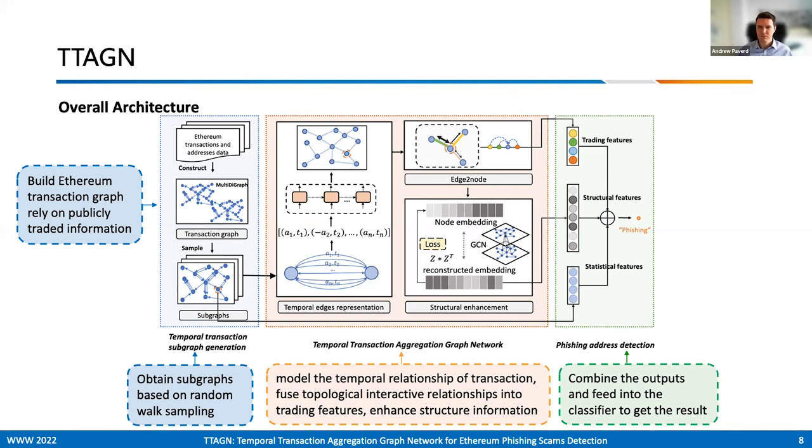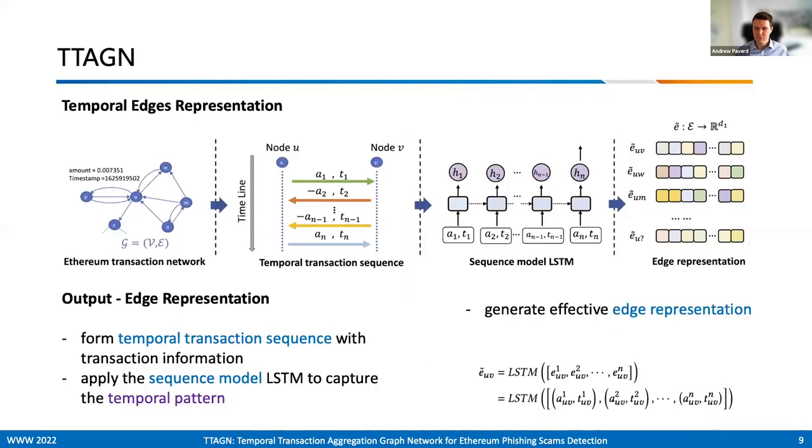Finally, the outputs of several modules are combined as the final representation of the node, which feeds into the classifier to get the result. In the temporal age representation module, age representations are generated from transaction interaction relationships between nodes. First, we extract multiple transactions between addresses to form transaction sequences with amount and time. Then we apply the sequence model LSTM to characterize the multiple temporal transactions and capture the temporal patterns of interaction between a pair of nodes. Finally, we generate effective age representations.